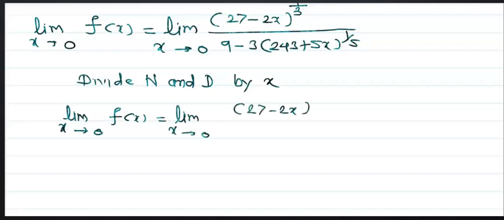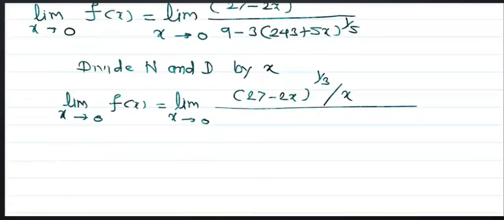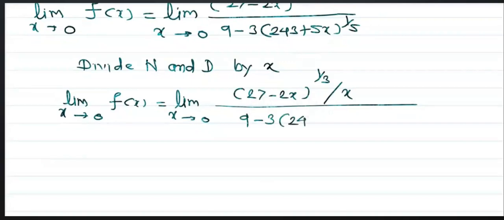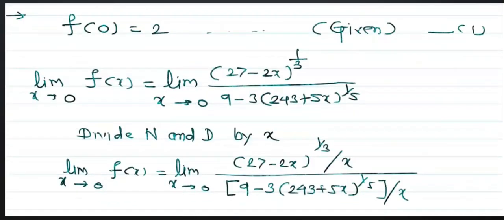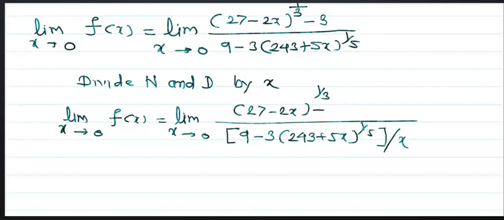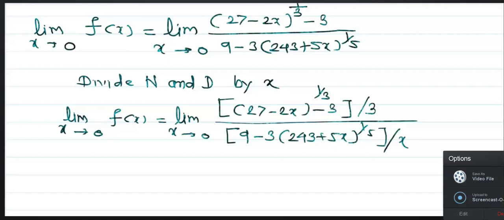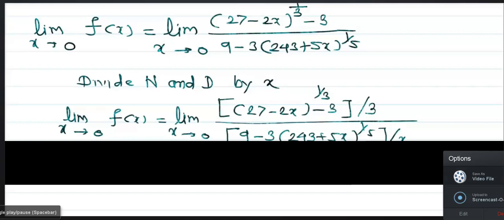Now limit x tends to 0 of f of x, I forgot to write down, I'm writing here. Now see this here: (27 minus 2x)^(1/3) minus 3 upon 9 minus 3 times (243 plus 5x)^(1/5). Divide numerator and denominator by x. Here is also x; I have written there 3, but in place of 3 that must be x.